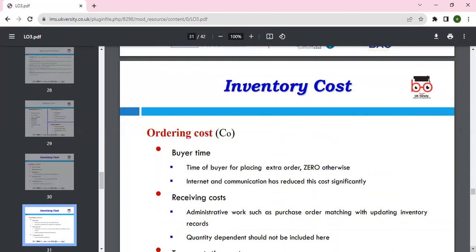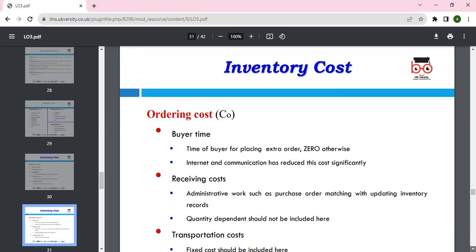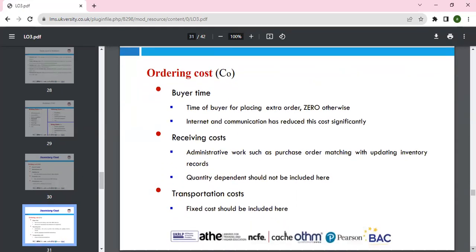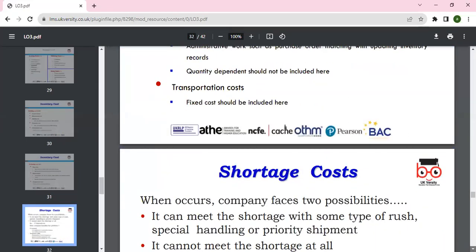And ordering cost is the time of the buyer to place extra orders. Yes, internet communication reduces the cost of receiving, and the administrative work such as the purchase order and matching inventories, a lot of paperwork. So transportation costs should be included.